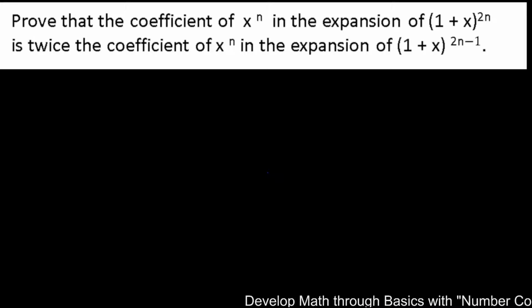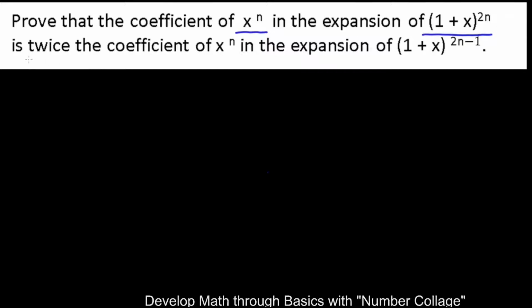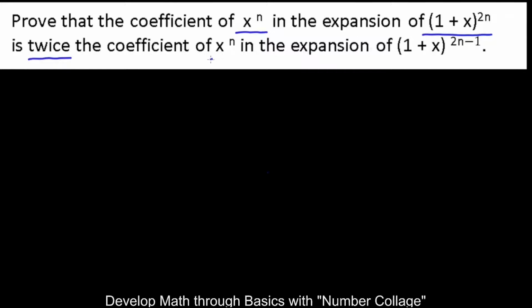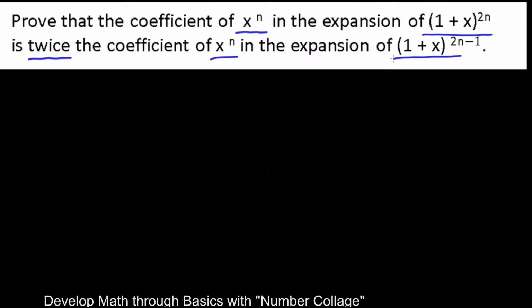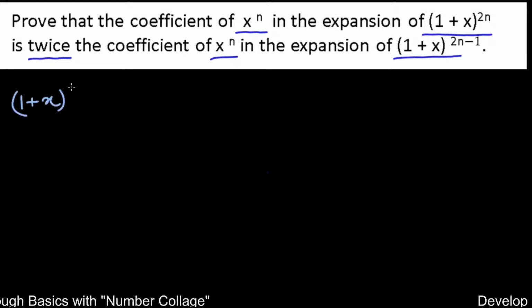In the next problem, we have to prove that the coefficient of x raised to n in the expansion of (1 plus x) raised to 2n is twice the coefficient of x raised to n in the expansion of (1 plus x) raised to 2n minus 1. First, we will consider the binomial expansion of (1 plus x) raised to 2n.